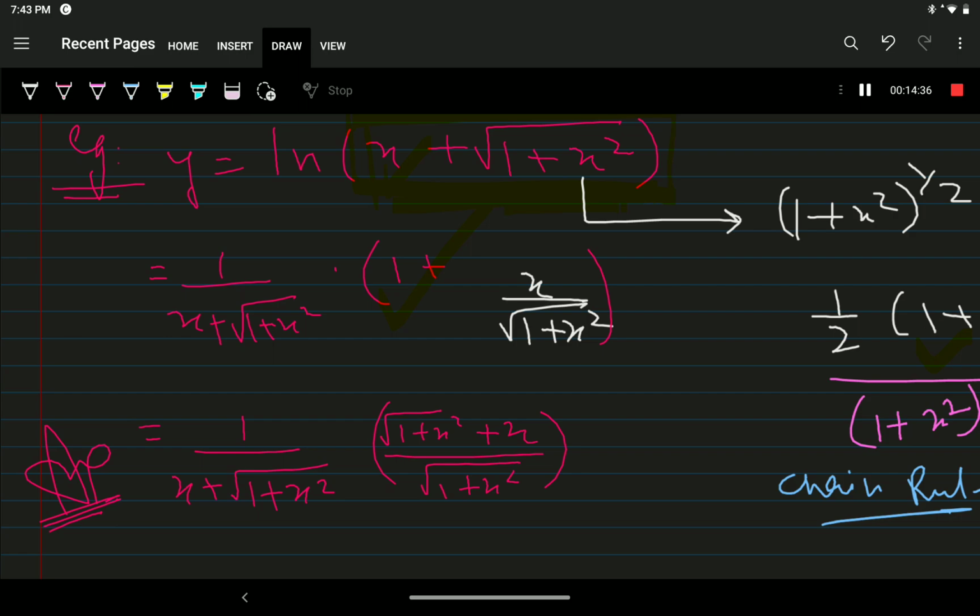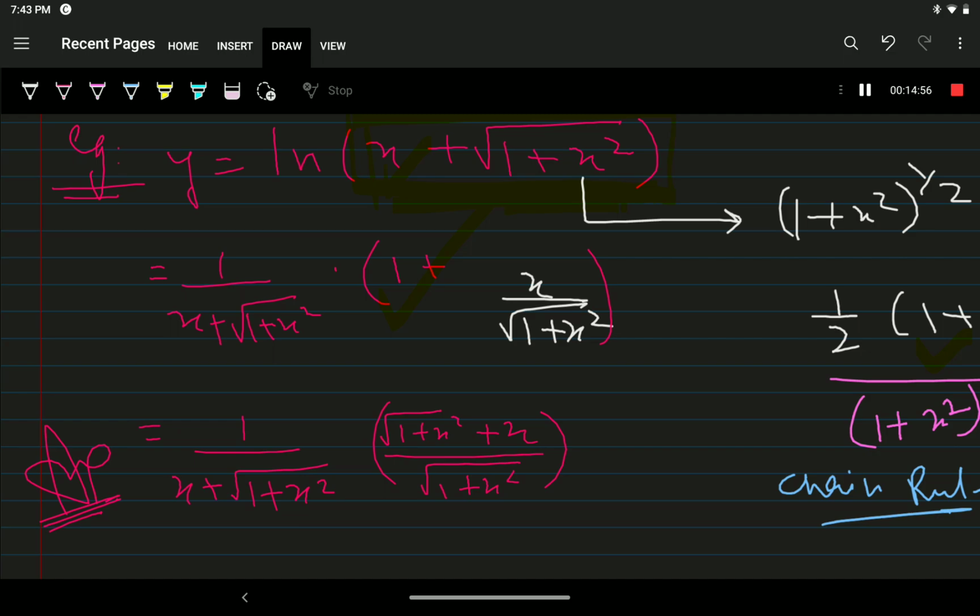So this is another way of solving your differentiation questions, as a chain rule method. There are different methods, but the chain rule is the best and the most widely used method, especially in JEE Mains, JEE Advanced, and other examinations.